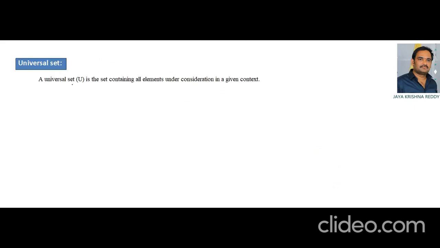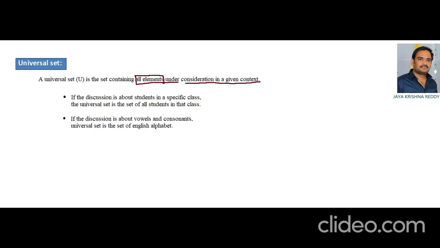Universal set. Universal set is the set containing all elements under consideration in a given context. Universal set means it is containing all elements. For example, if the discussion is about the students of a specific class, that means if we are discussing the boys and girls of a specific class, boys one set and girls another set, then the universal set is nothing but all the students of that class.